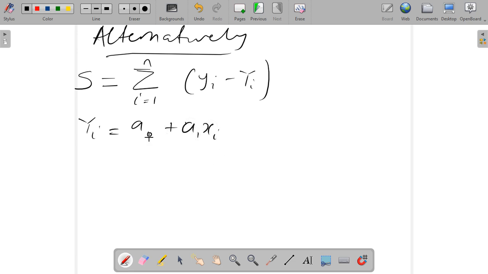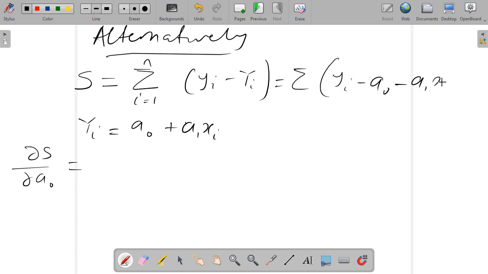That is because we are talking about first degree. If it's second degree, I'm going to have plus a2 xi squared. But this is just first degree. So now let us get our derivative. So partial S over partial a0. Remember, like we did before. Okay, sorry, we are supposed to put it back. So this will now be the summation of your yi minus a0 minus a1 xi.